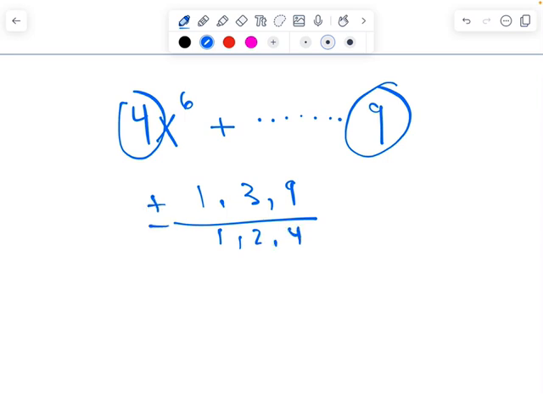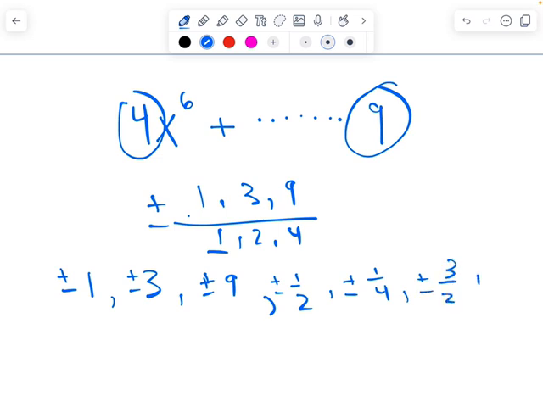So that could be plus and minus 1 over 1, or it could be 3, it could be 9, or it could be 1/2, it could be plus and minus 1/4, or it could be plus and minus 3/2, plus and minus 3/4, it could be plus and minus 9/2, plus and minus 9/4. And I think I got all of them, but you'd have to go back and check that these are all the possibilities you could get from that.